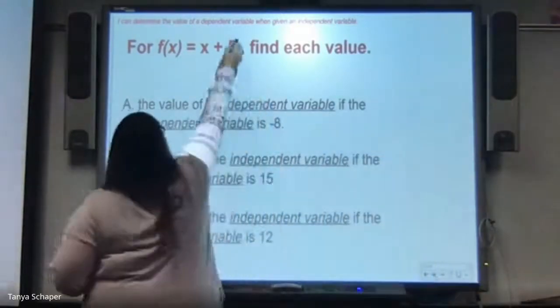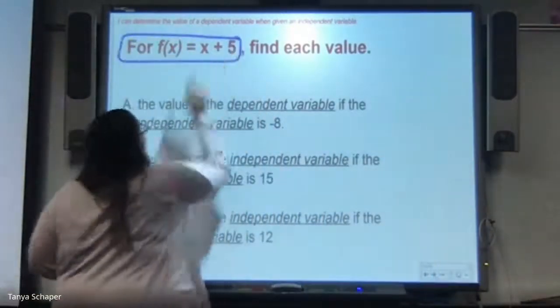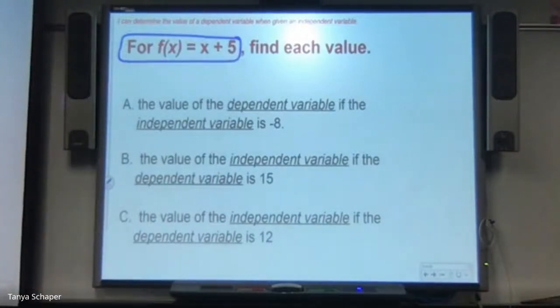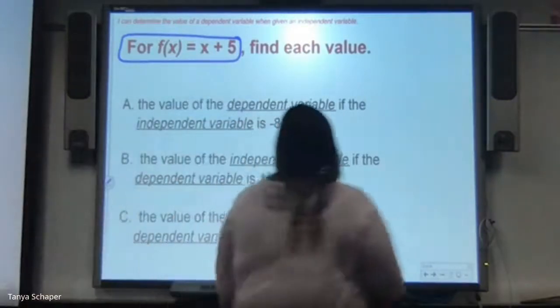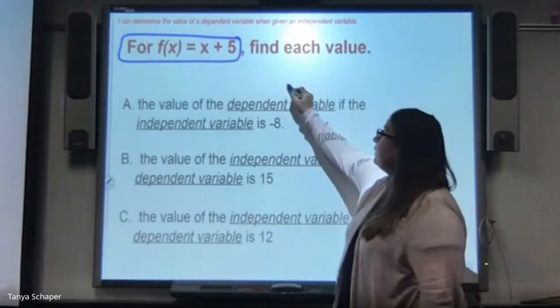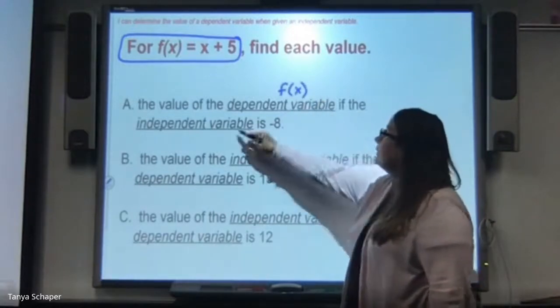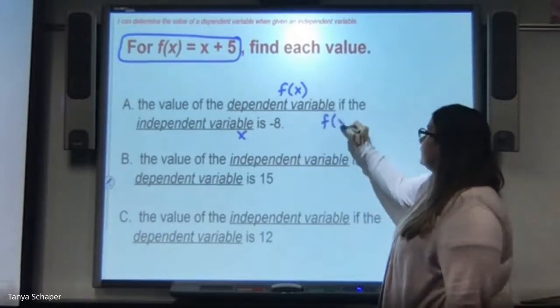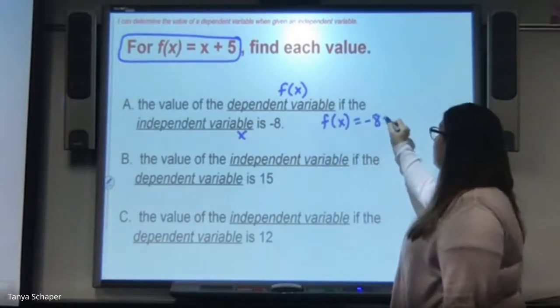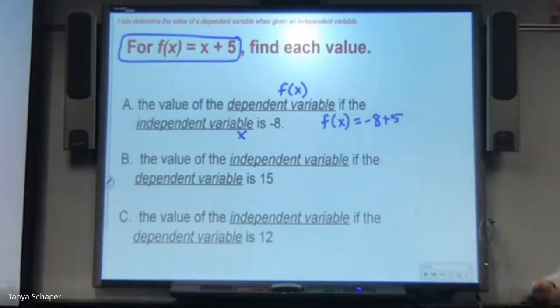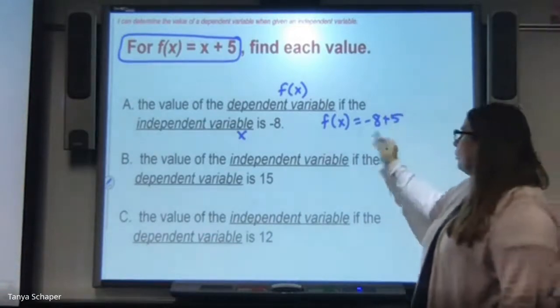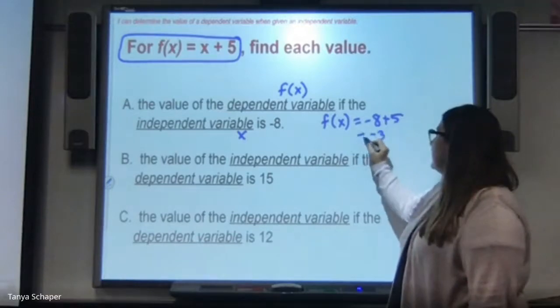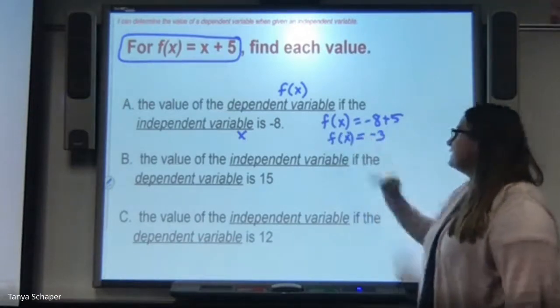All right, now here's my new equation. What is the value of f of x if x plus 5 is what it's worth? So the value of the dependent, we want to find the value of the dependent when the independent is -8. So f of x is equal to -8 plus 5. We're utilizing our skills, more negatives than positives, so it's going to be -3 is f of x.